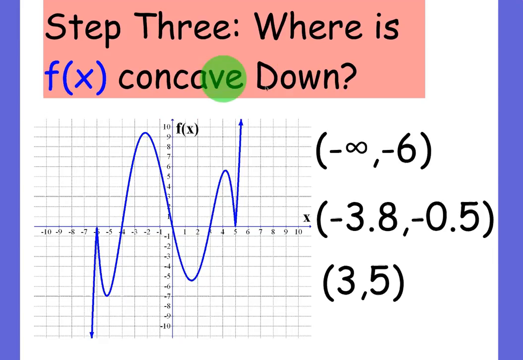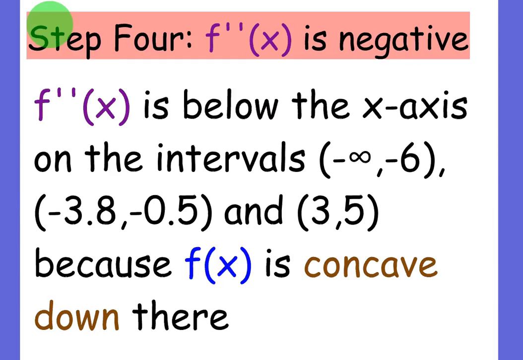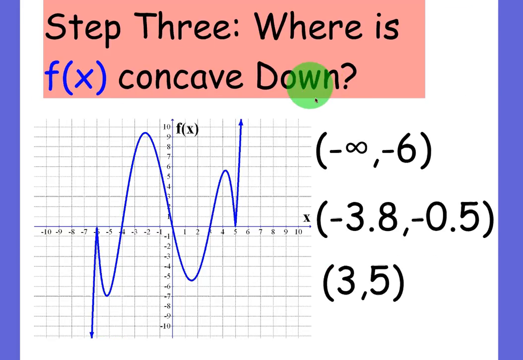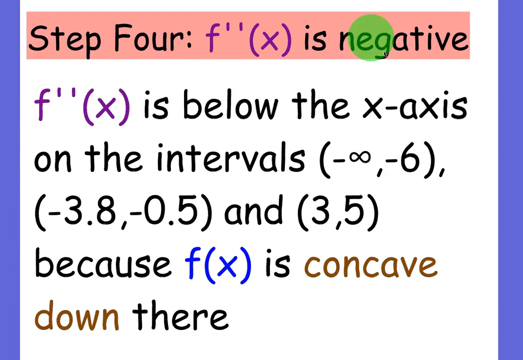All right, next, where is f of x concave down? We're going to say from -infinity to -6, it's concave down, from -3.8 to -0.5, and then from 3 to 5. In the same way, since f of x is concave down there, the second derivative is going to be negative. So f double prime of x will be below the x-axis on these intervals. Whenever f of x is concave down, f double prime will be negative.